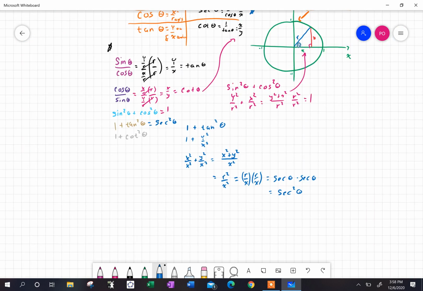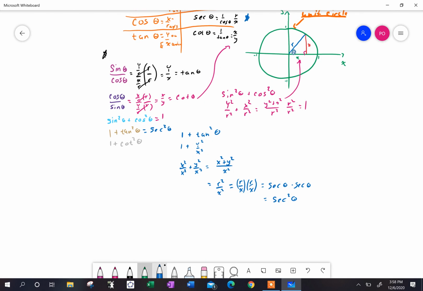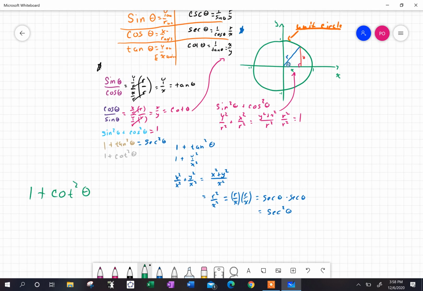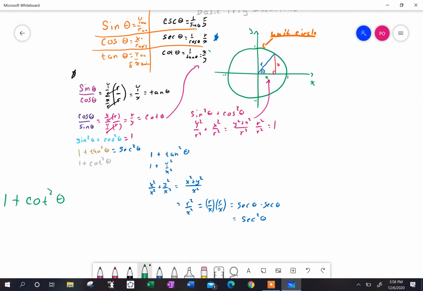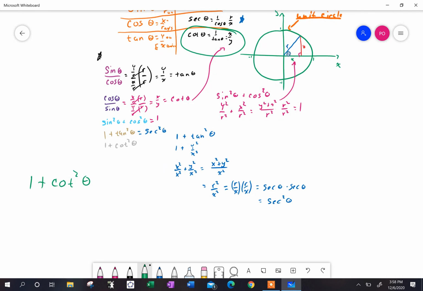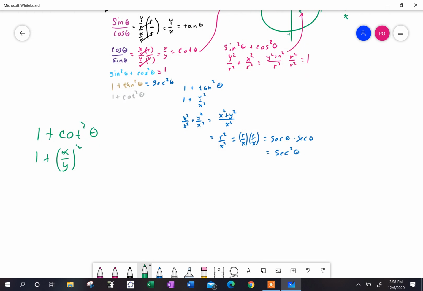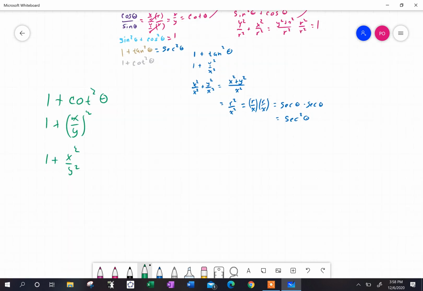So let's take a look. We're going to do one last one: 1 plus the cotangent squared of theta. And like I said, the nice thing is, if you don't have these memorized, don't worry, because you don't need to. Cotangent is x over y, so cotangent squared is x over y squared, which gives me 1 plus x squared over y squared. I'm going to turn that 1 into y squared over y squared plus x squared over y squared.